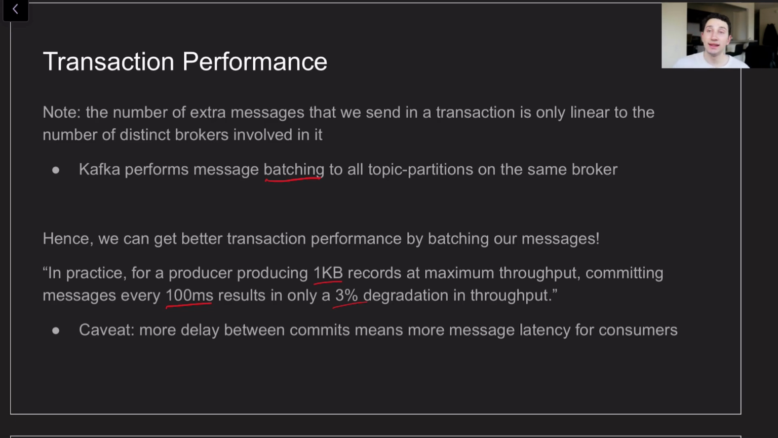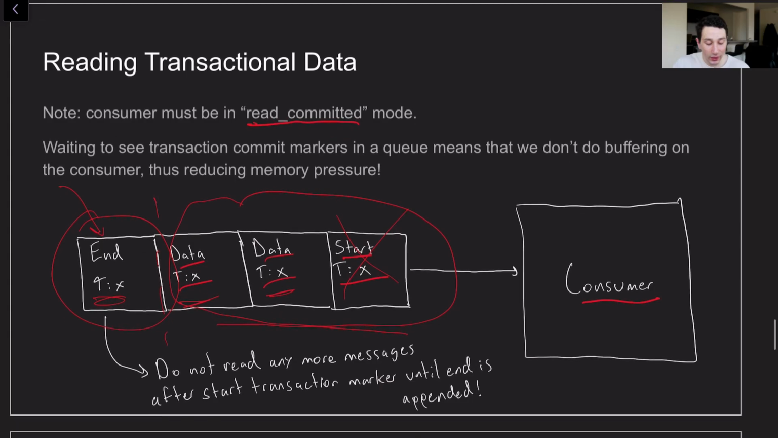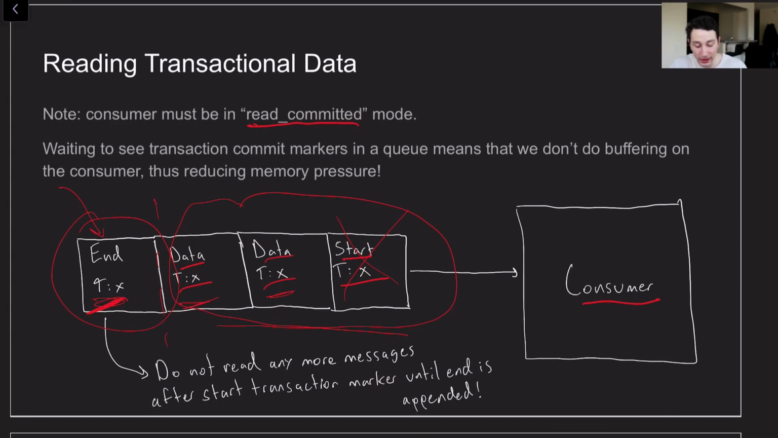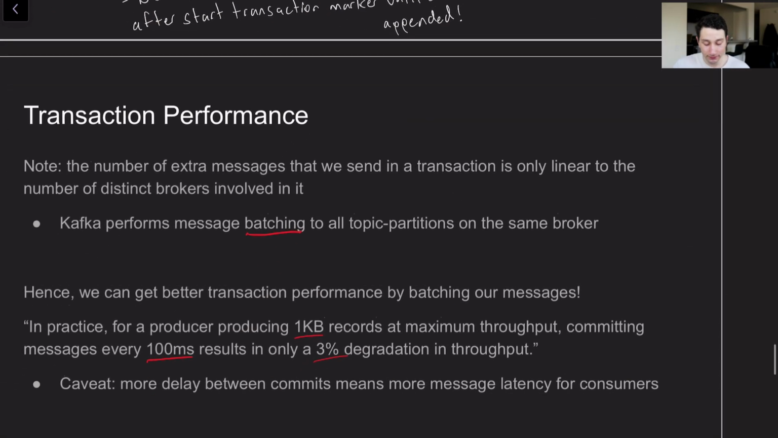Of course, there is a downside to this, right? It's nice that we can publish these messages in batch, but what it means is that if we're waiting a while to actually publish this end marker right here, it means that the consumer has to wait longer before reading all the messages that come before the end marker.